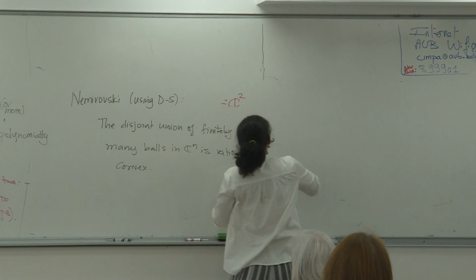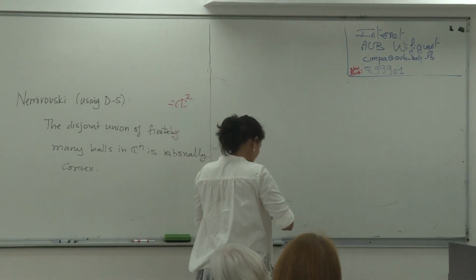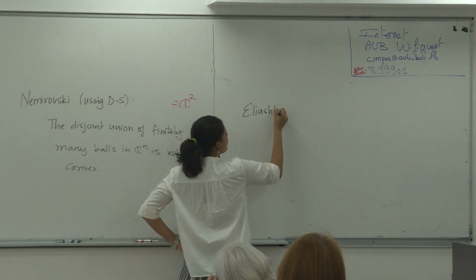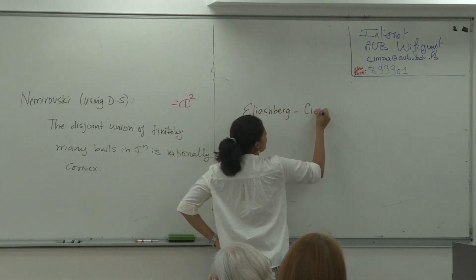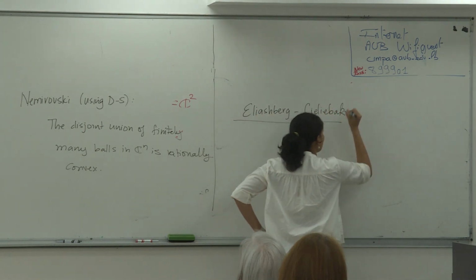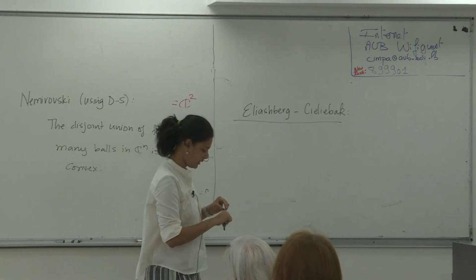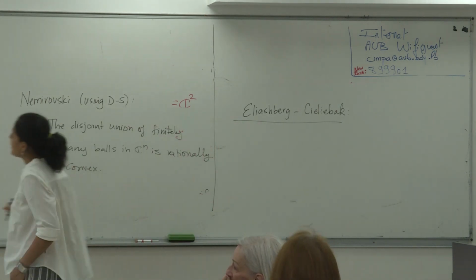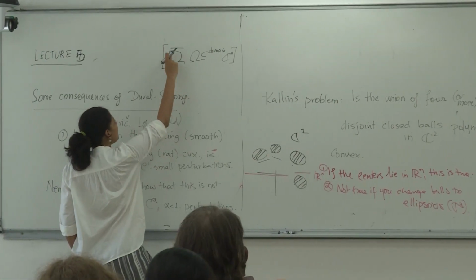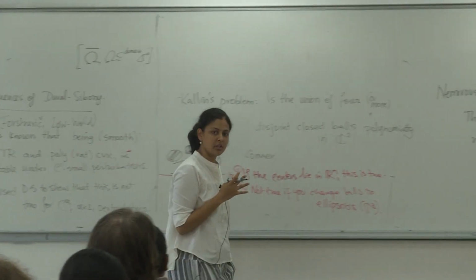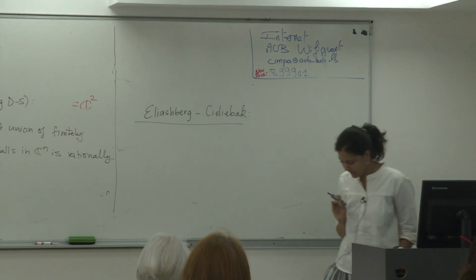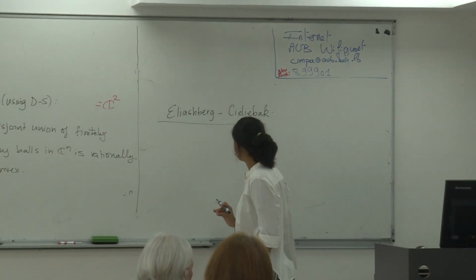All right, so last bit, again, I'll just state some things. This is due to Eliashberg and Cieliebak, again using techniques more from symplectic geometry. What they were interested in knowing is, can you characterize the topology of omega so that omega closure is either rationally or polynomially convex. I'm only going to state the statement for the rationally convex case. There's an additional condition needed for polynomial convexity.